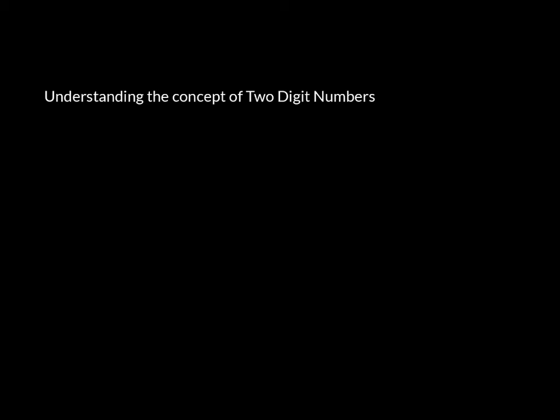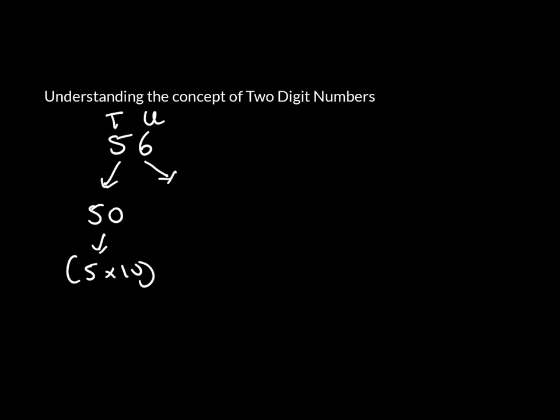Let's understand the concept of two-digit numbers. For example, let us take the number 56 at random. We are just choosing any number. Now we know that 5 is in the tens place and 6 is in the units place. The place value of 5 is 50 because 5 times 10 is 50, as it's in the tens place. And the value of 6 is 6 because it's in the ones place. So 6 times 1 is 6. When we add the two, it is 56.